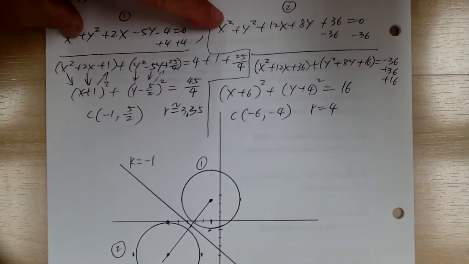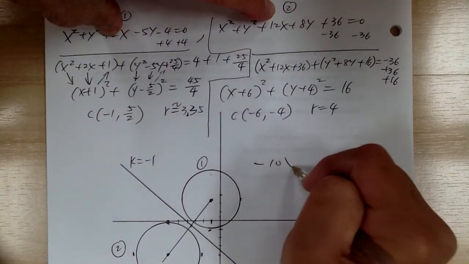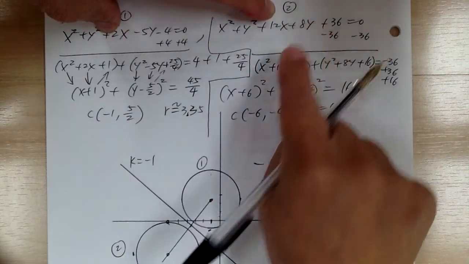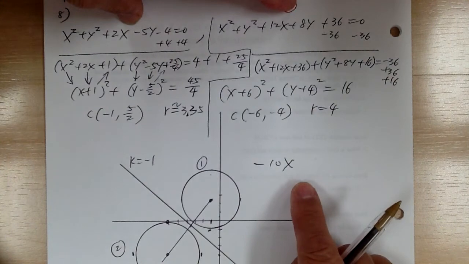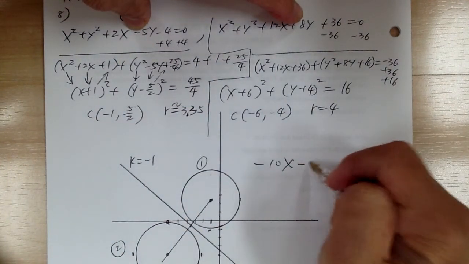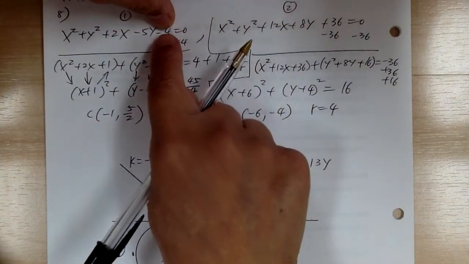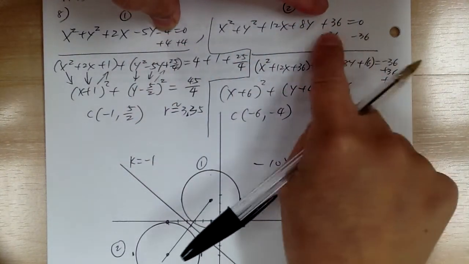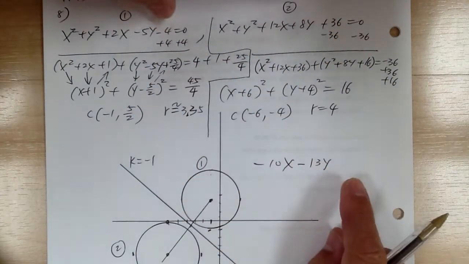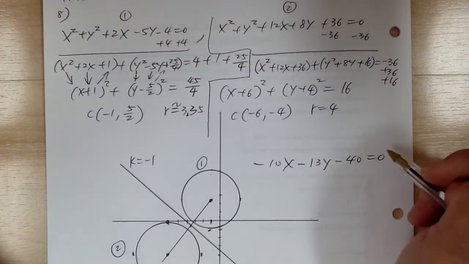So this will cancel out. This will cancel out. This minus that will give you minus 10x. Right? This minus that. So you can use your fingers. So you can do this in your head. So this minus that will give you minus 13y. Okay, and so you have to watch now. This is your original number. So don't get distracted by that. So this minus that will give you minus 40 equal to 0.